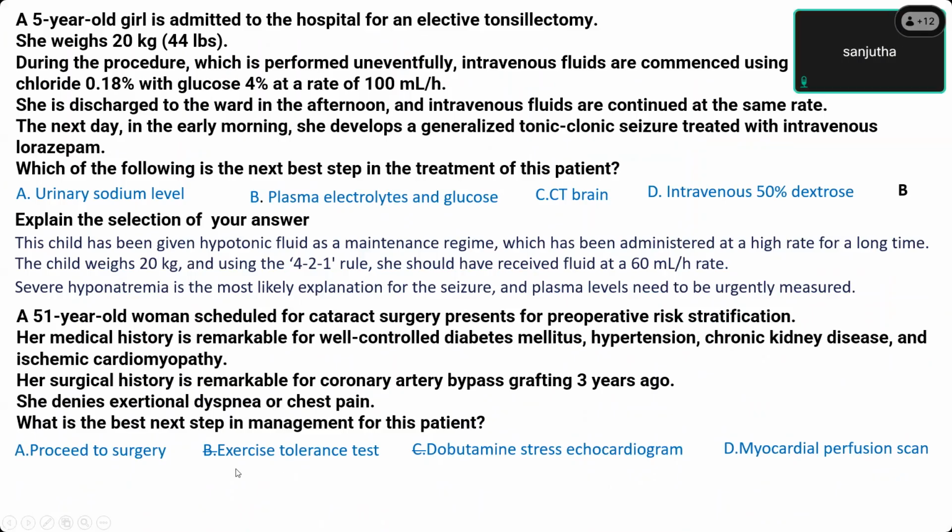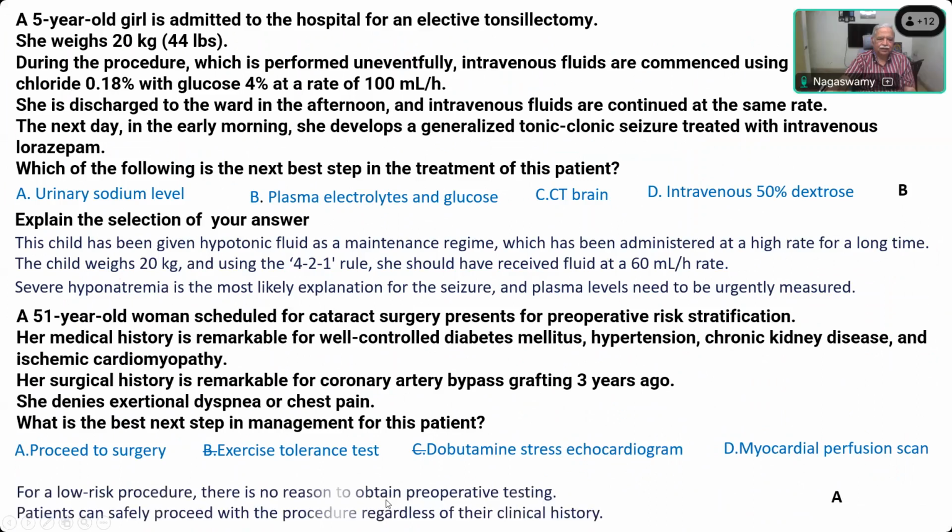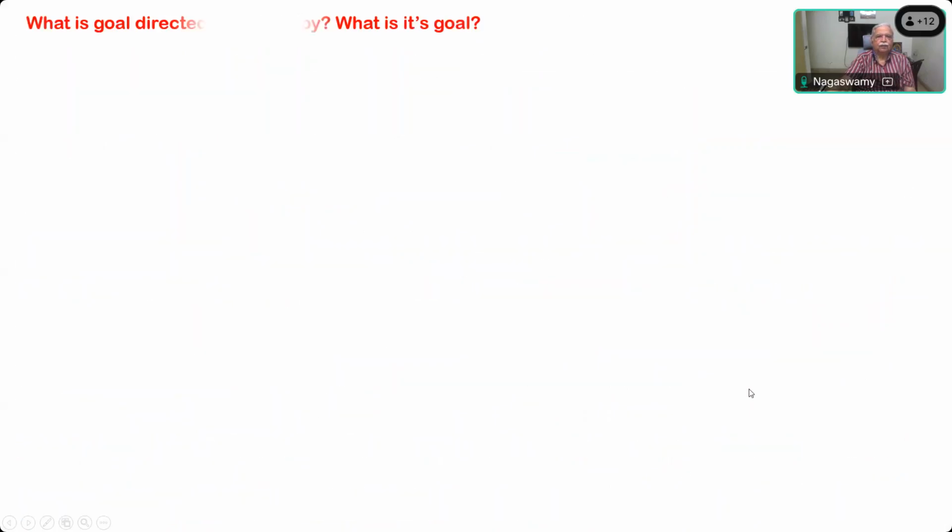The type of surgery is not high risk. That is the correct answer: proceed to surgery. The explanation is that for a low risk procedure, there is no reason to obtain preoperative testing. Patients can safely proceed with procedures regardless of the clinical history. Because it's a low risk procedure. Cataract surgery is considered one of the low risk procedures.